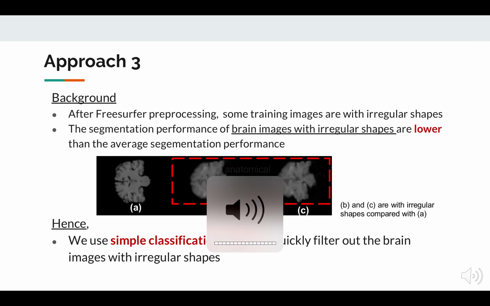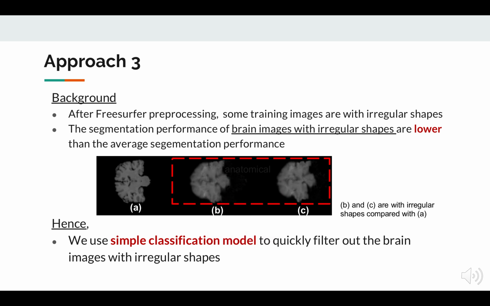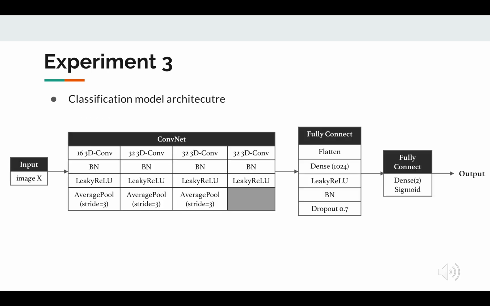After FreeSurfer preprocessing, a portion of the training images generated are with irregular shapes. From observation, we discovered that the segmentation performance of brain images with irregular shapes is lower than the average segmentation performance. Hence, we use a simple classification model to quickly filter out the brain images with irregular shapes, thus improving the segmentation performance. This is the model architecture of the classification model. The CompNet is also used in the Siamese network. So the input passes through the CompNet layers, followed by two fully connected layers.